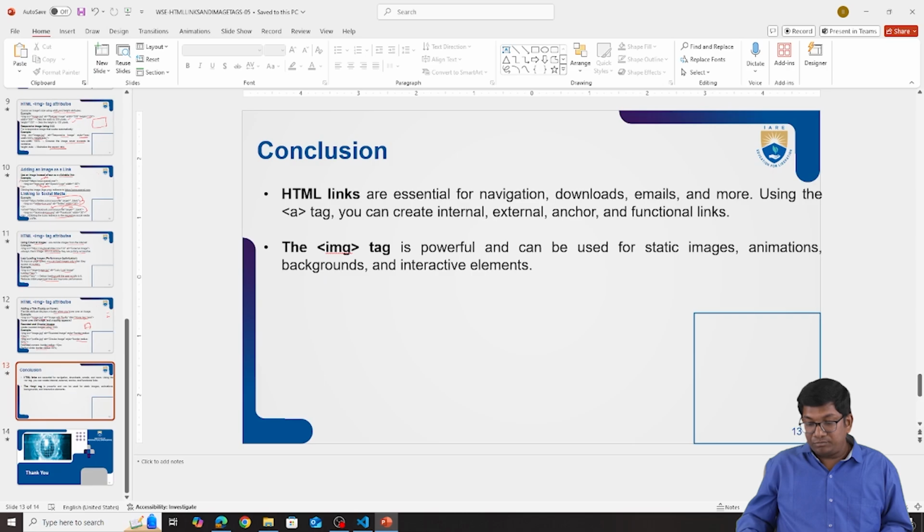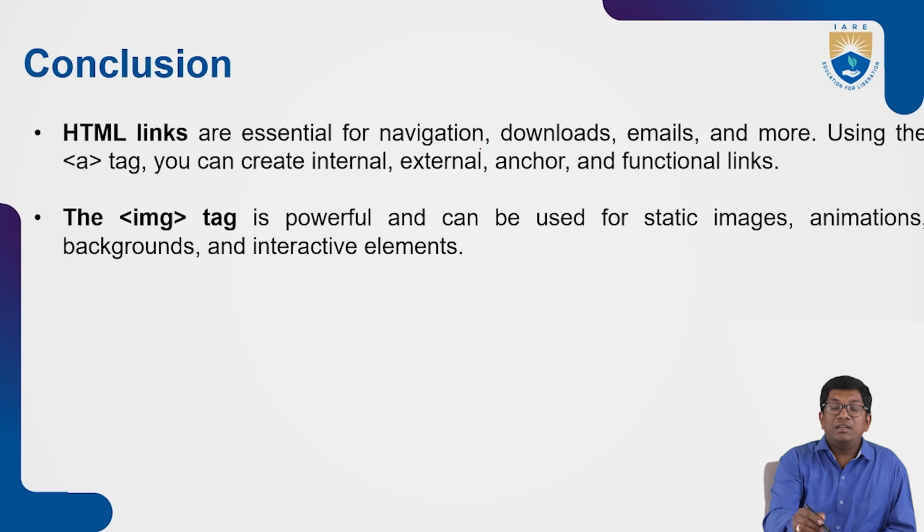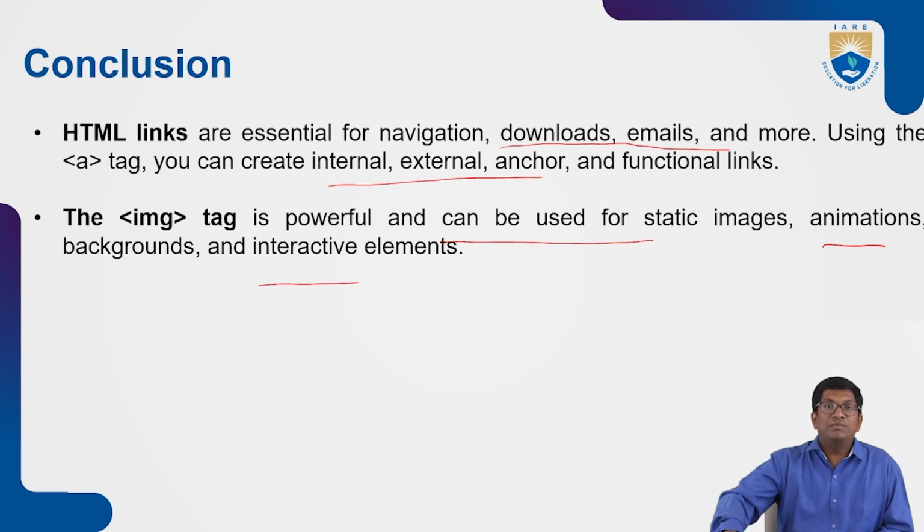So finally, you understand how to navigate from one page to another web page by using the anchor tag. And one more thing we discussed, the img tag, how to display the images in web pages. In conclusion, HTML links are essential for navigating downloads, emails, and more. Using the a tag, you can create internal, external, anchor, and functional links. What is the use of the image tag? The image tag is powerful and can be used for static images, animations, backgrounds, and interactive elements. So that is the conclusion for HTML links and the image tag.